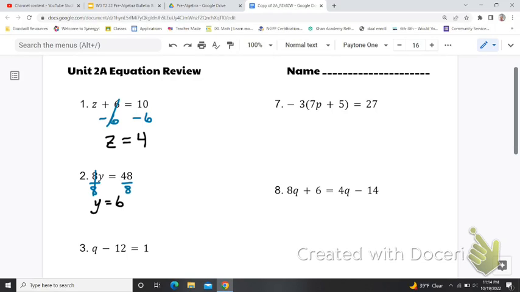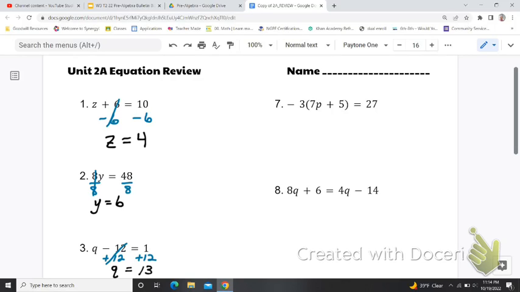Number 3 is subtraction. So the inverse operation for subtraction, yes, is addition. So I need to add 12 so that these two will add up to 0. Negative 12, positive 12 makes 0. So all I have left over here is q. I have to add 12 on the other side also. 1 plus 12 is 13. So q is equal to 13.